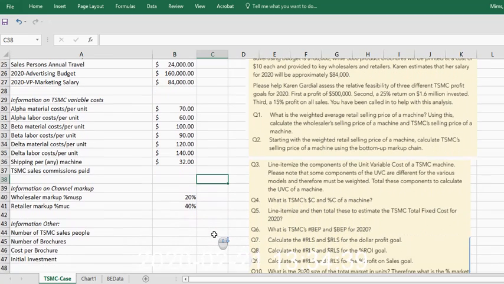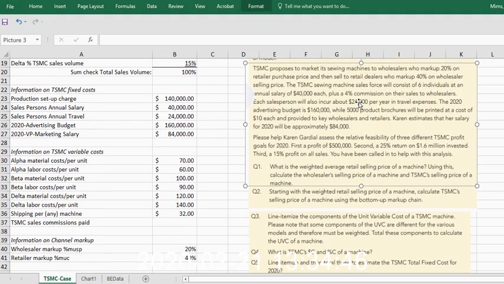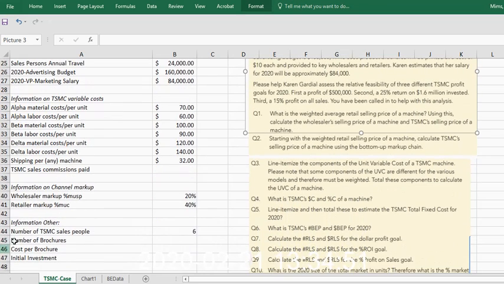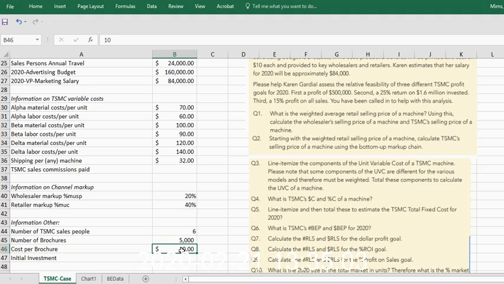There's some other information in here. We have 6 salespeople, which was indicated up here. Right, 6 individuals, annual salaries we've got in our fixed costs. Number of brochures, something that they told us about, but they didn't calculate the totals, so we're just going to put this in other. There's 5,000 brochures at a price of $10 each. And finally, in this last paragraph, we learned that there was $1.6 million invested in this operation to begin with.